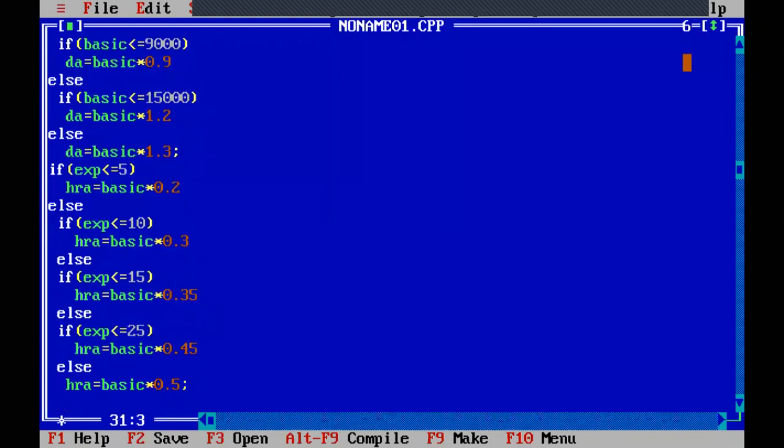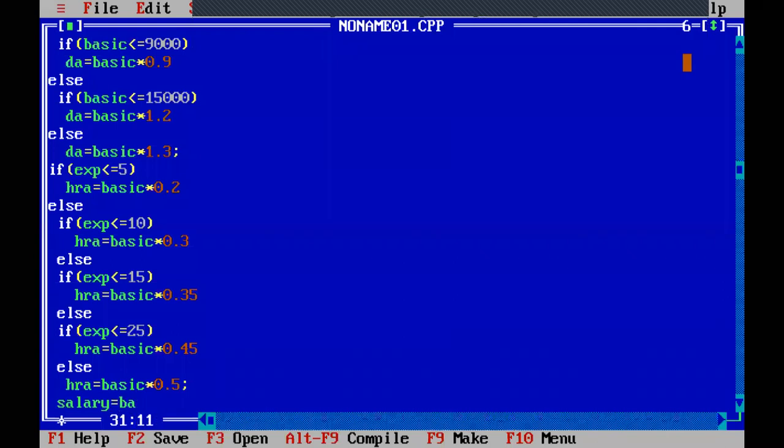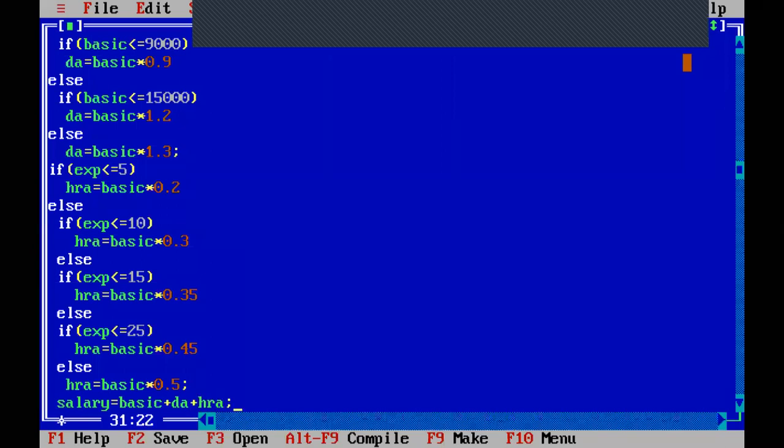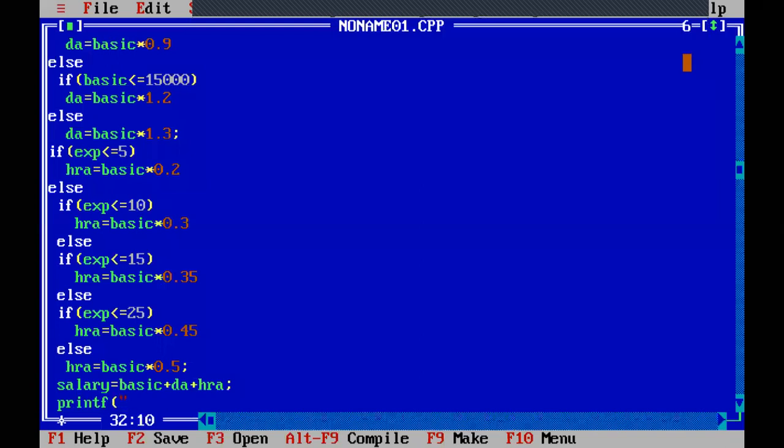This is the calculation of HRA based on experience, and that is the calculation of DA. Once both are calculated, you have to calculate salary. Salary equals basic plus DA plus HRA. Then you have to print it with printf("%.2f", salary).